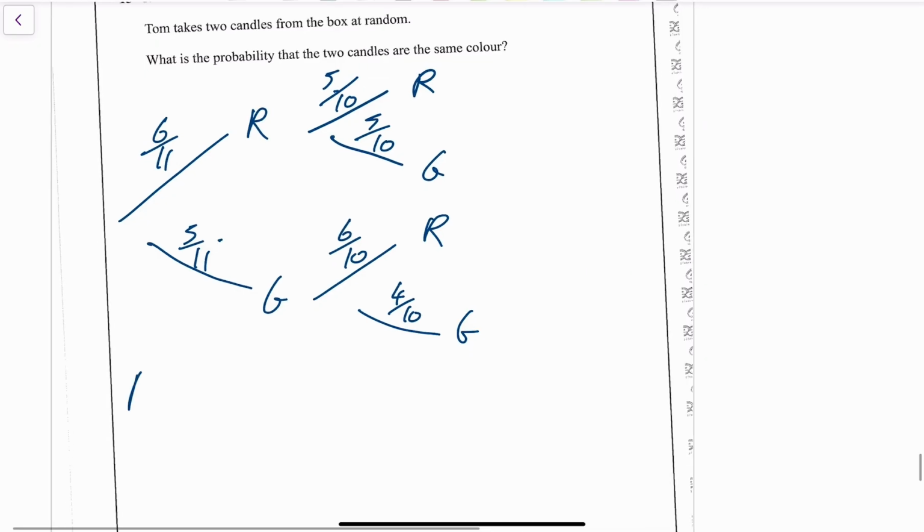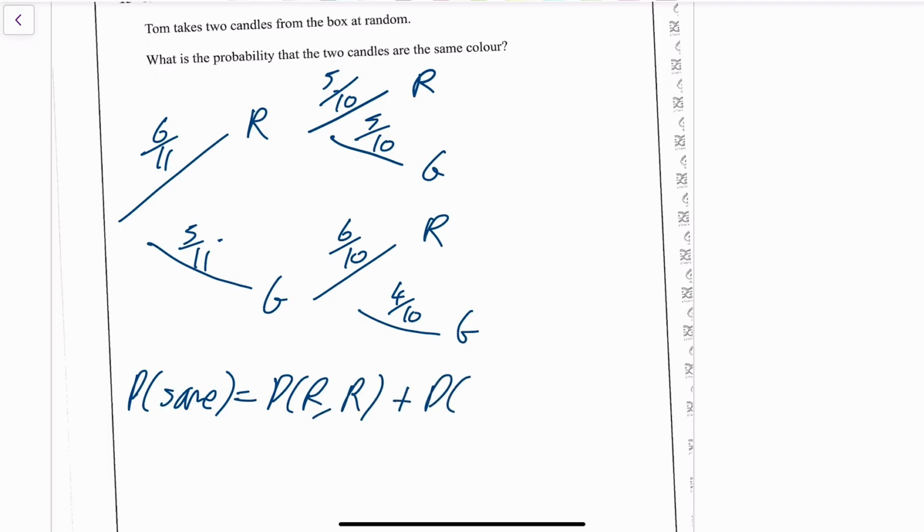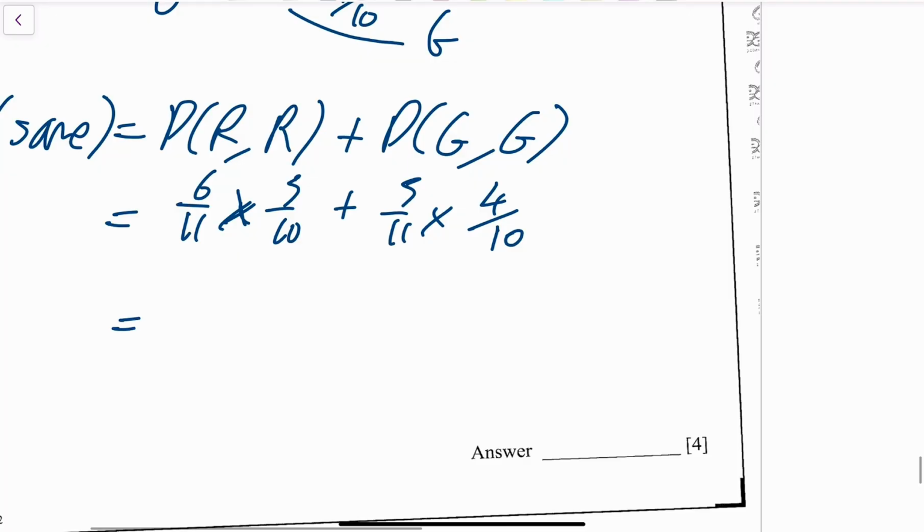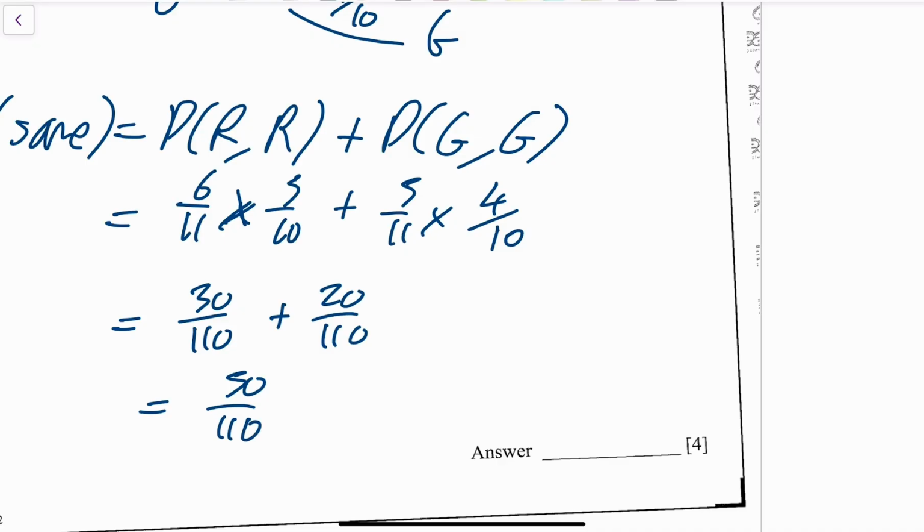So we want the probability the same, which means he can get a red candle and a red candle, or, when you say or, you add, you can get a green candle and a green candle. So red and red is going to be 6 out of 11 times 5 out of 10, plus green was 5 out of 11, and green again was 4 out of 10. Again, I wouldn't bother using my calculator here. That's going to be 30 over 110 plus 20 over 110. 30 plus 20 is 50 over 110, which is just 5 over 11.